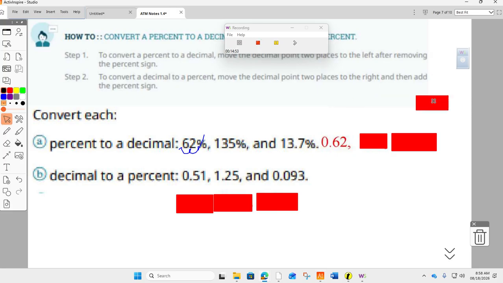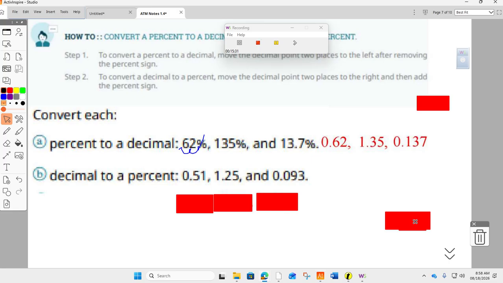So 0.62. 135%. Remember that a percent is a part of a value. 100% is equivalent to 1. You turn that into a decimal. 135%, we're going to drop the percent sign and move it 2 places or divide by 100. So 135% as a decimal is 1 and 35/100. Same thing here. We're dropping the percent, moving it 2 places to the left. It's 137/1000.